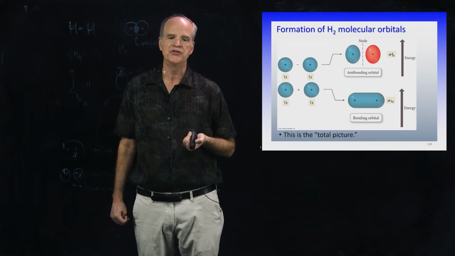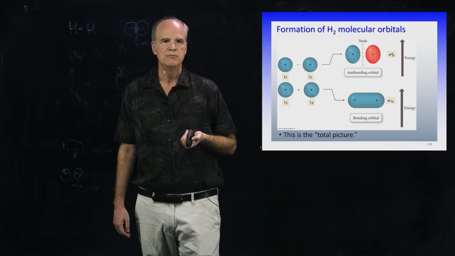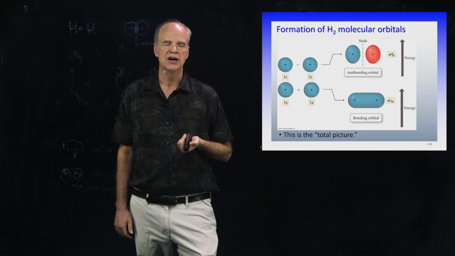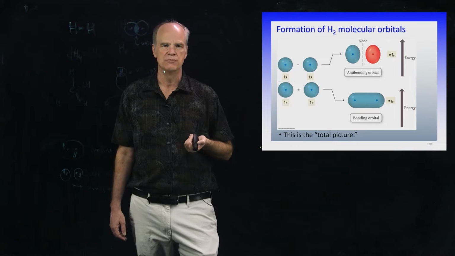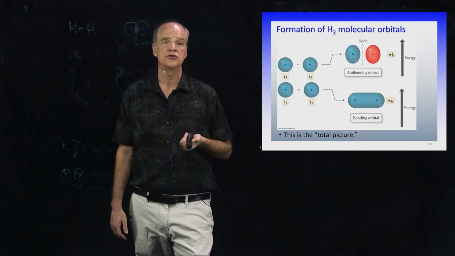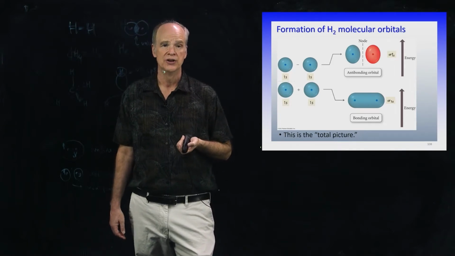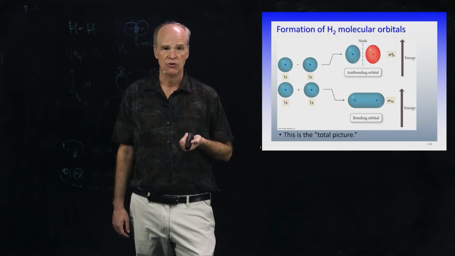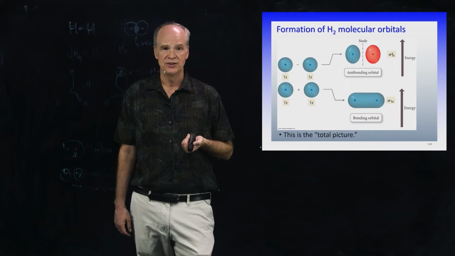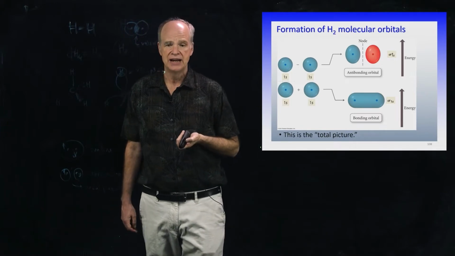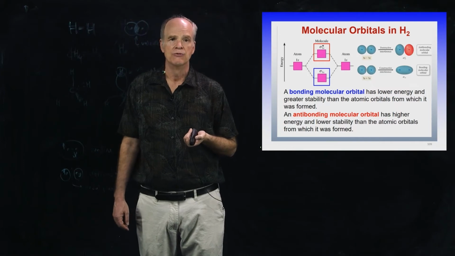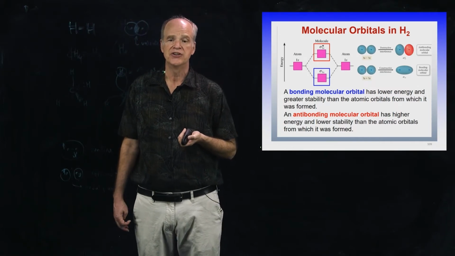And so here is the total picture. This makes the point that if you have two atomic orbitals you are mixing, you're going to create two molecular orbitals. One by constructive interference, which is the bonding orbital, and one by destructive interference, which is called the antibonding orbital.